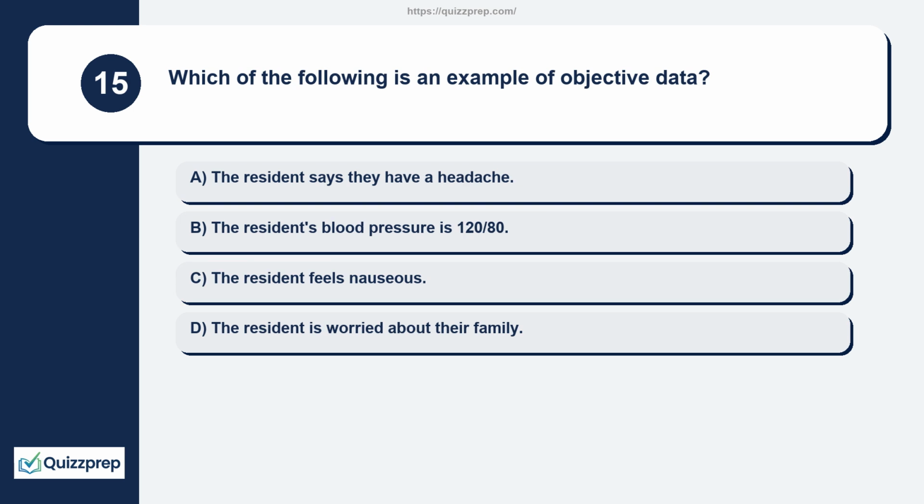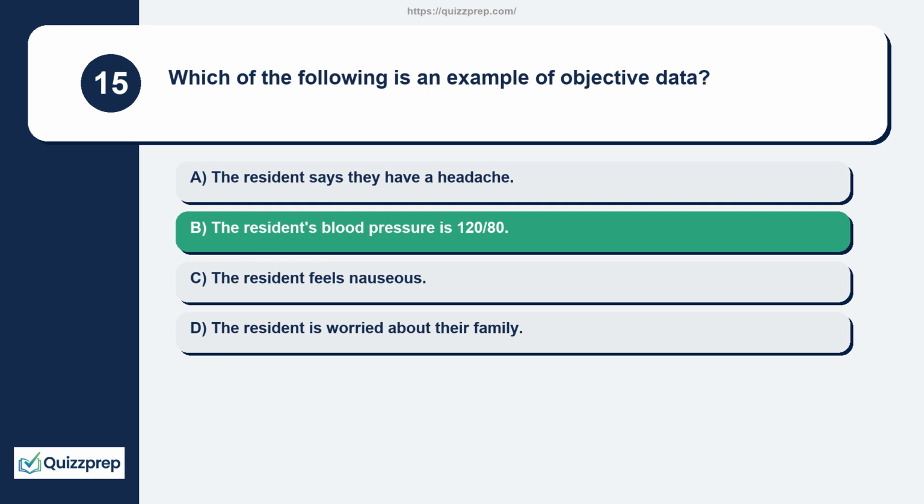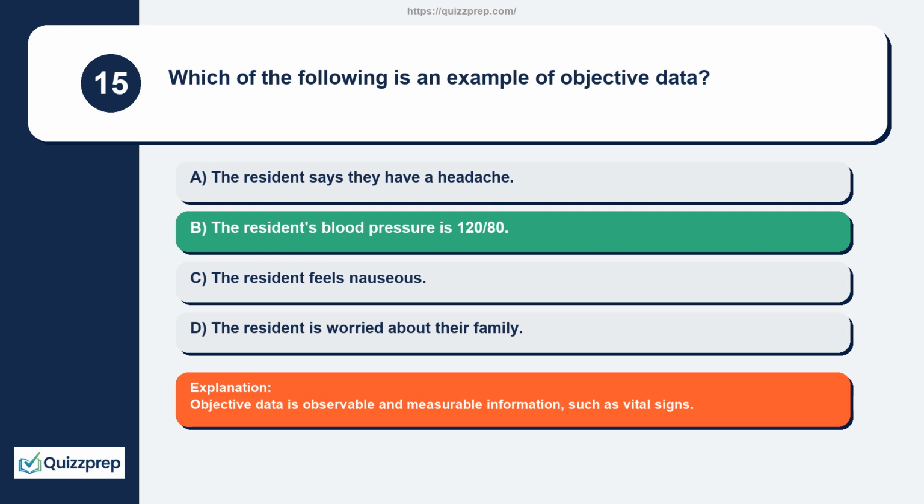Question 15. Which of the following is an example of objective data? The resident says they have a headache, the resident's blood pressure is 120/80, the resident feels nauseous, or the resident is worried about their family? Objective data is observable and measurable information, such as vital signs.